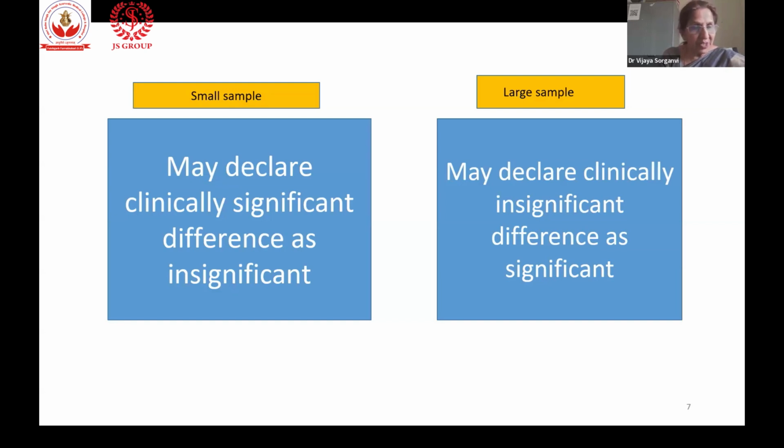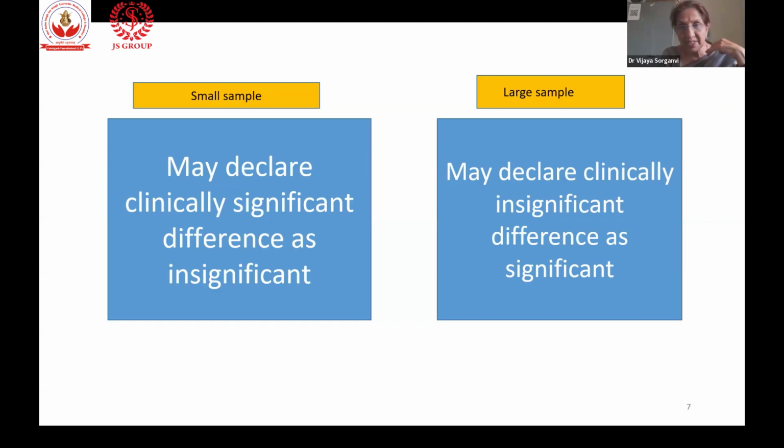It means we do experiments or collect the data, we observe the data, and we see that clinically there is a significant difference between two groups or more than two groups. But when we apply a statistical test, our result is insignificant. Why? Because of the small sample. So small samples lead to wrong conclusions.